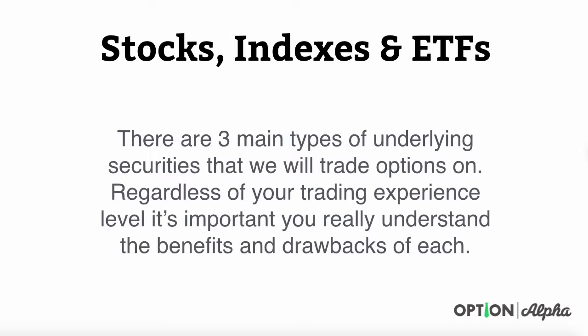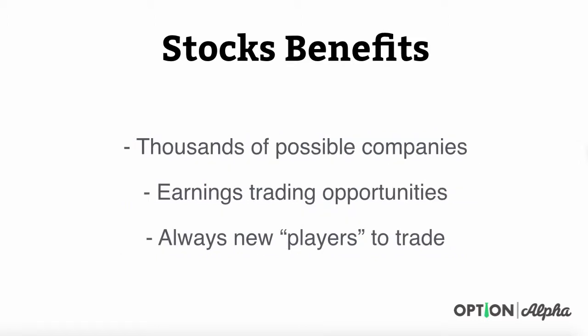So we know there's three main types of underlying securities that we will trade options on. Now regardless of your trading experience, it's important that you really understand the benefits and drawbacks of each of these three different types: stocks, indexes, and ETFs. So that's what we're going to go over in this video.